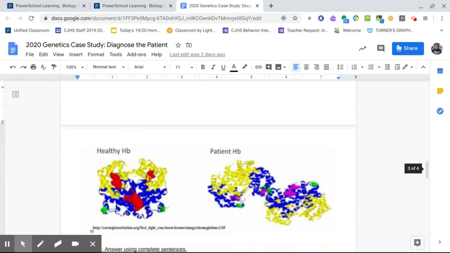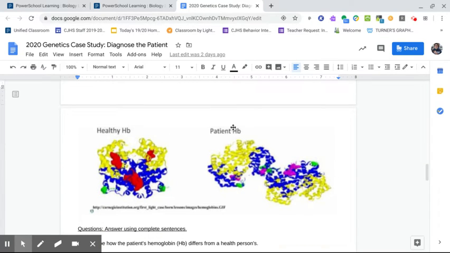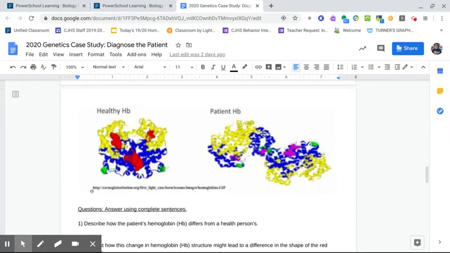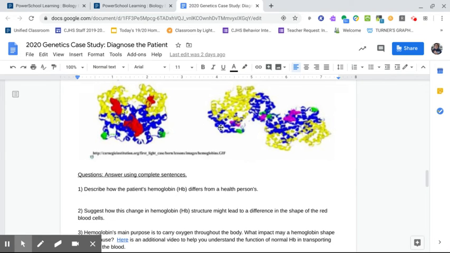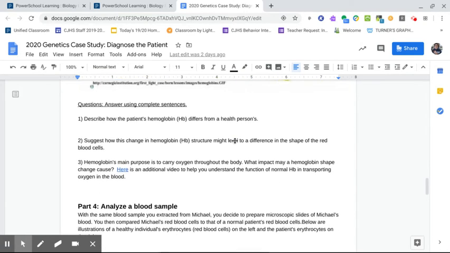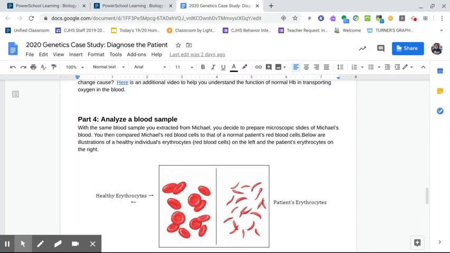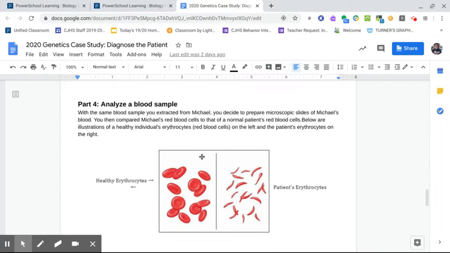And then we're going to look at what happens when there is this phenomenon, when there is this change in just one letter of the sequence. Well, what could happen? And so now we're taking it to looking at the protein structure. And then we're going to take it a little bit bigger from the protein and look at the actual red blood cells that it's in.